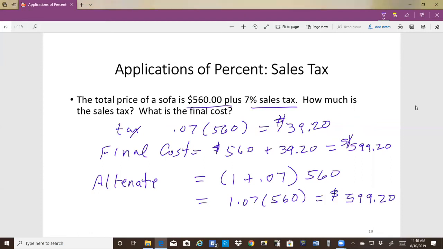So that is the first lesson on application of percent. I suggest you go to the homework website and work the homework problems.